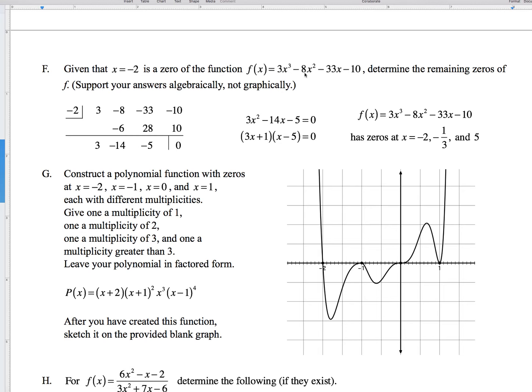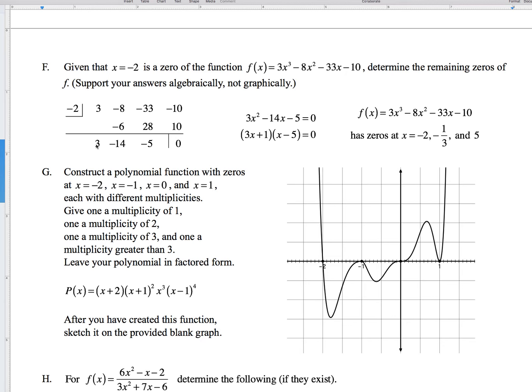So we put 3, negative 8, negative 33, and negative 10 in our synthetic division frame, and put the negative 2 right here. We drop the 3 straight down. Negative 2 times 3 is negative 6. Negative 8 and negative 6 is negative 14. Negative 2 times negative 14 is positive 28. Negative 33 and positive 28 is negative 5. And not surprisingly, negative 2 times negative 5 is positive 10, which when added to the negative 10 gives us 0. Yes, because we were told that this value is a 0 of this function.